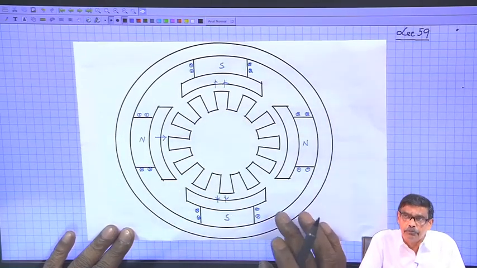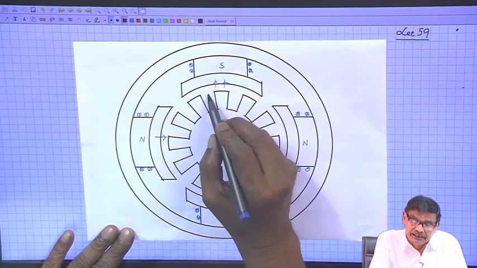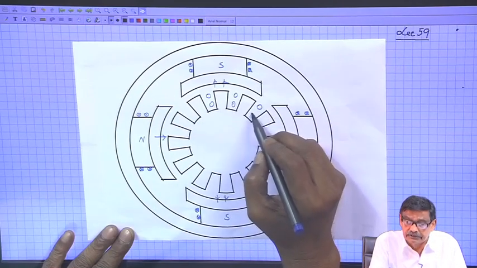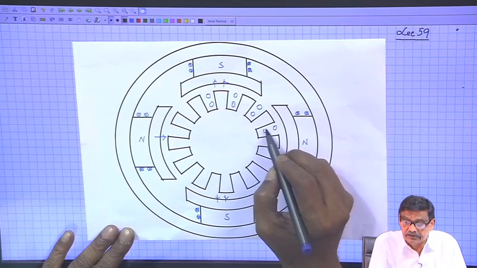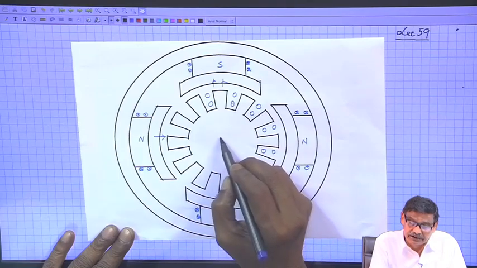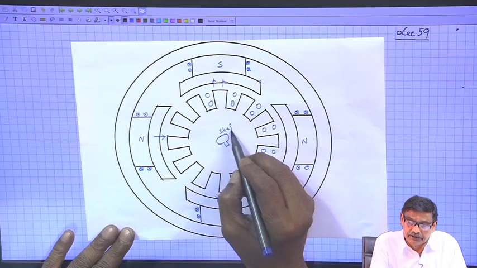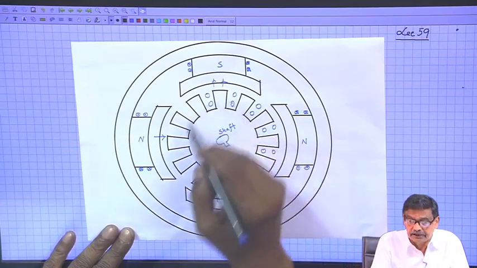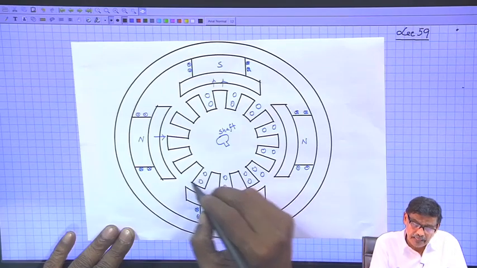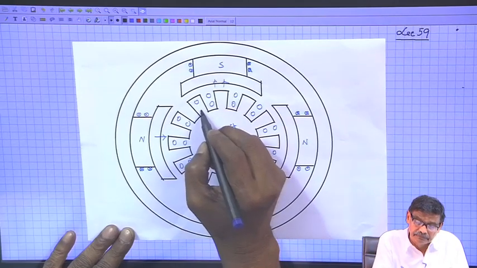Conductors means coils will be placed, and each coil has 2 coil sides, and this I will show like this. So, these conductors will be placed in the slots of the rotor. This structure is the rotor. There will be a shaft here, a shaft with a key, perpendicular to the paper. This is made of iron, and these are called armature conductors. Okay. Like this.